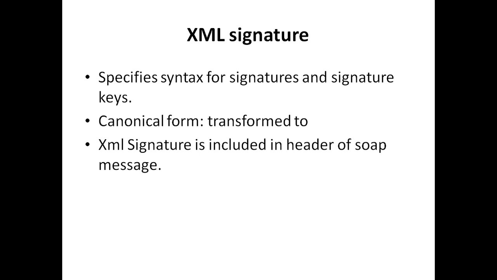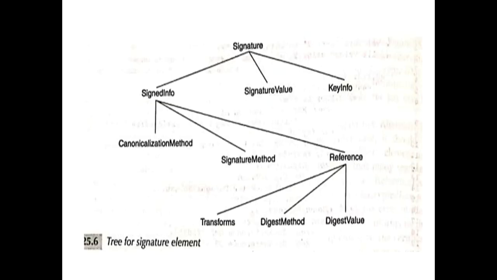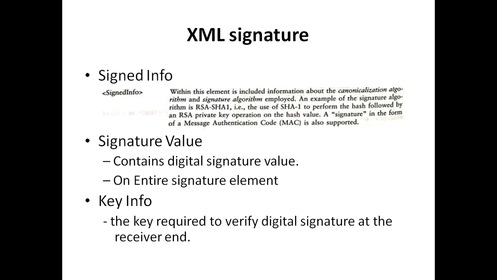The major elements and the sub-elements which are contained in a signature, we'll see here. So first we have a signature element, which is going to have sub-elements: signed info, signature value, key info. Signed info, again, is going to have sub-elements like canonicalization method, signature method, reference. Then the reference is going to again have sub-elements: transform, digest method, digest value. So we'll see the information of this.